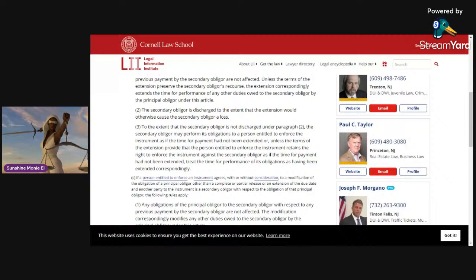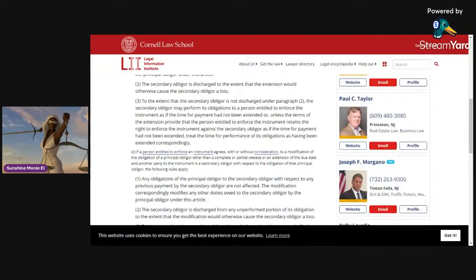The secondary obliger is discharged to the extent that the extension would otherwise cause the secondary obliger loss. To the extent that the secondary obliger is not discharged under paragraph 2, the secondary obliger may perform its obligations to a person entitled to enforce the instrument as if the time for payment had not been extended, unless the terms of the extension provide that the person entitled to enforce the instrument retains the right to enforce the instrument against the secondary obliger as if the time for payment has not been extended. Treat the time for performance of its obligations as having been extended correspondingly.